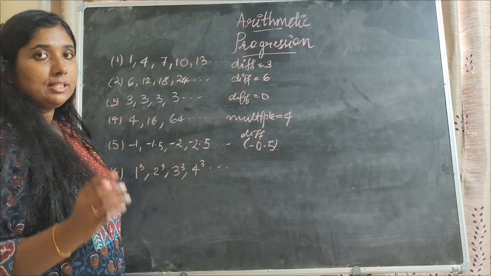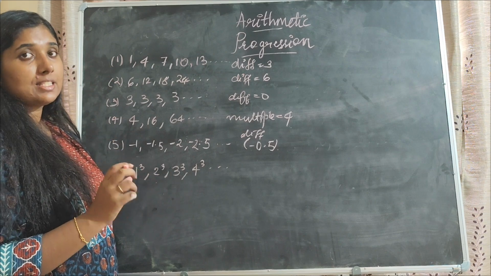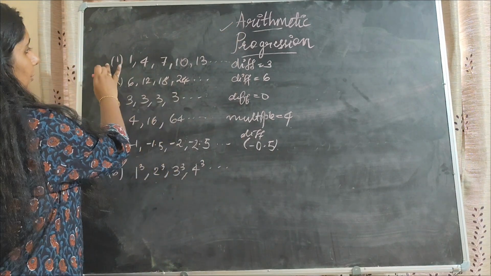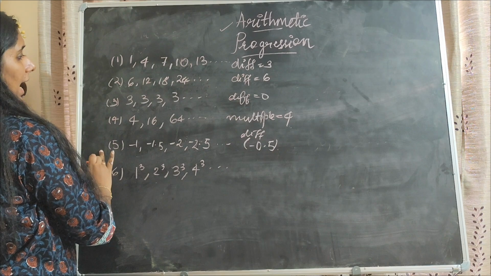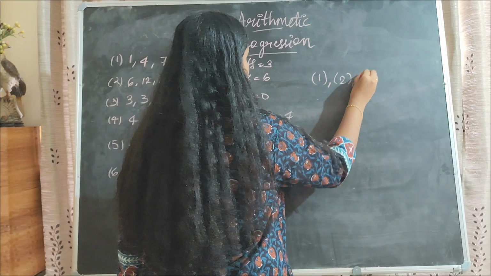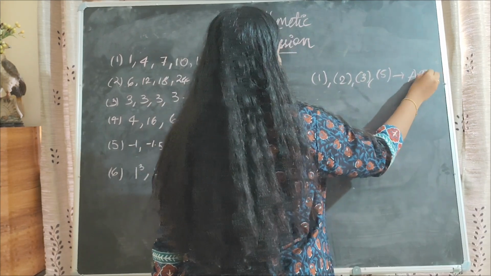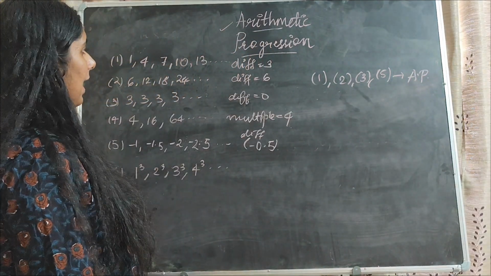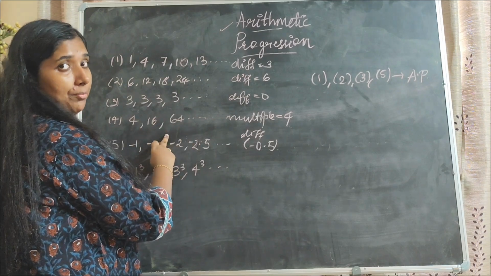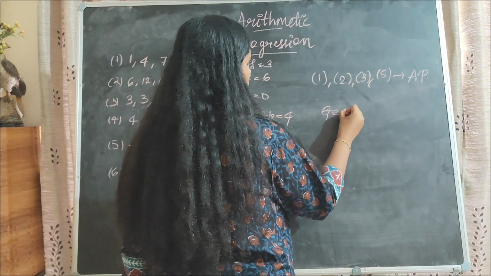All the sequences which have a common difference between the terms are termed as an arithmetic progression. So here the first one, second one, third one and the fifth one are arithmetic progressions. These are the APs. And when the next term is a multiple of the previous term, it is termed as a geometric progression.